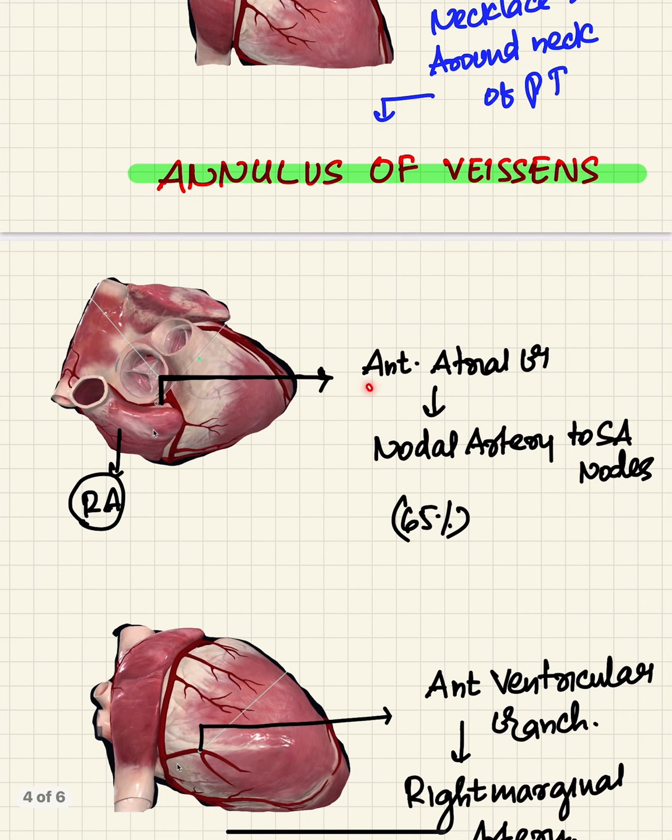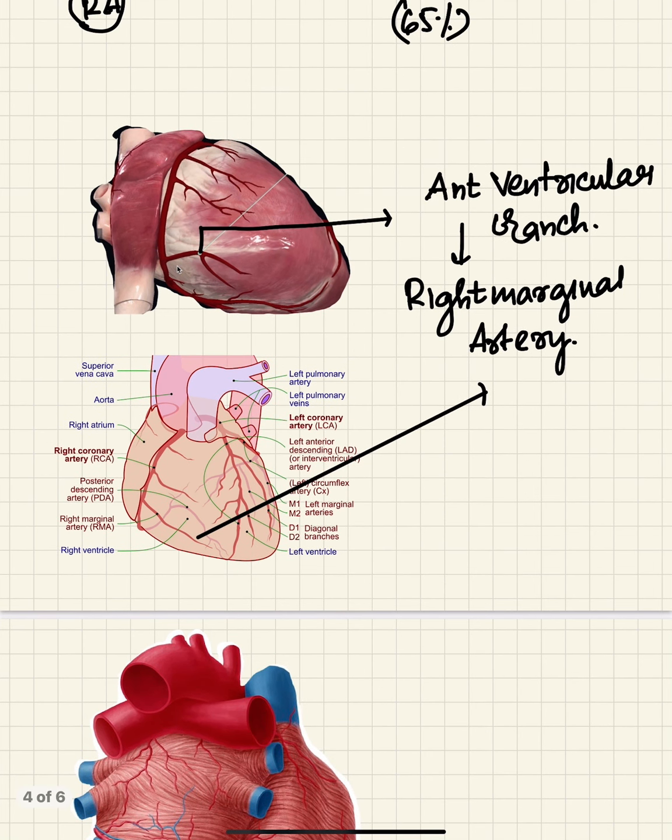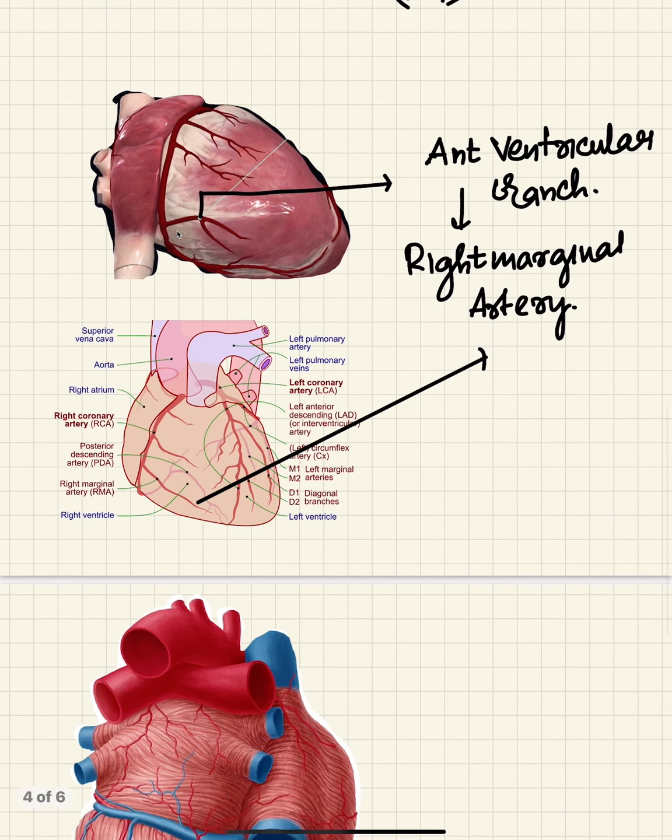And this anterior atrial branch goes to the atrium like this and supplies the SA node in 65% of people. Next, this is the right marginal artery when you see it from this way, and when you see here, it is very clear, this is the right marginal artery. It's an anterior ventricular branch.